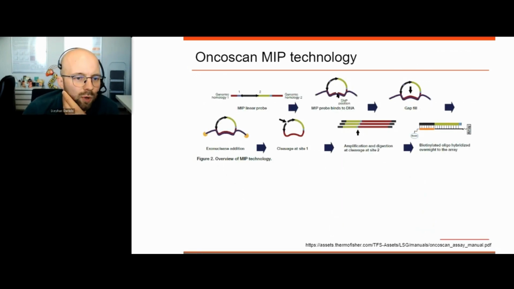The molecular inversion probe technology is designed for FFPE material, for FFPE DNA, and that's quite a big advantage. You have a linearized probe here with gene homologous sequences, and this molecular inversion probe will form a loop on the homologous DNA sequence, and a gap is left here. This gap is a SNP position. It will be filled, then you have an exonuclease reaction and a cleavage, and you have a linearized probe again, which you analyze on the array.